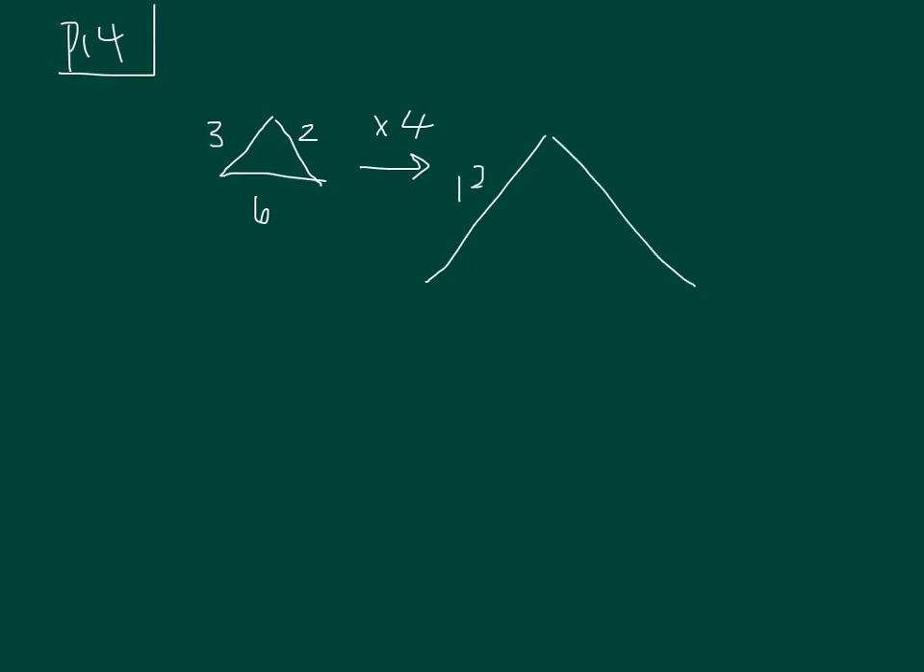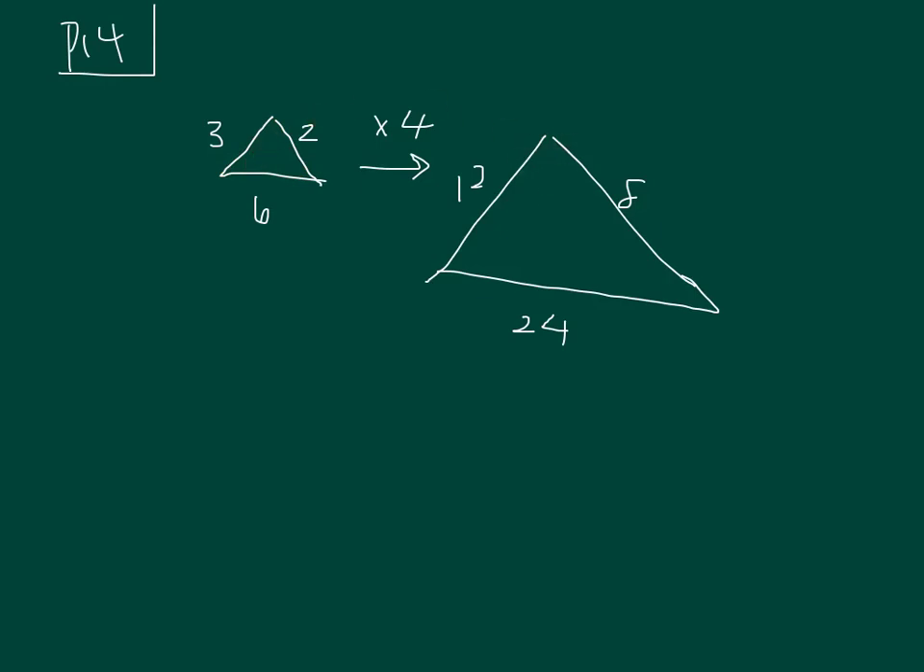Problem number 14. Jamal scales the triangle by the factor 4. How many copies of the original triangle can he use to fill the scaled copy? So for example, let's say we have 3 by 2 by 6, and you scaled it by 4. That means each length will be 4 times as big as the original. So now it's going to be 12 by 8 by 24. How many original triangles will fit in there?